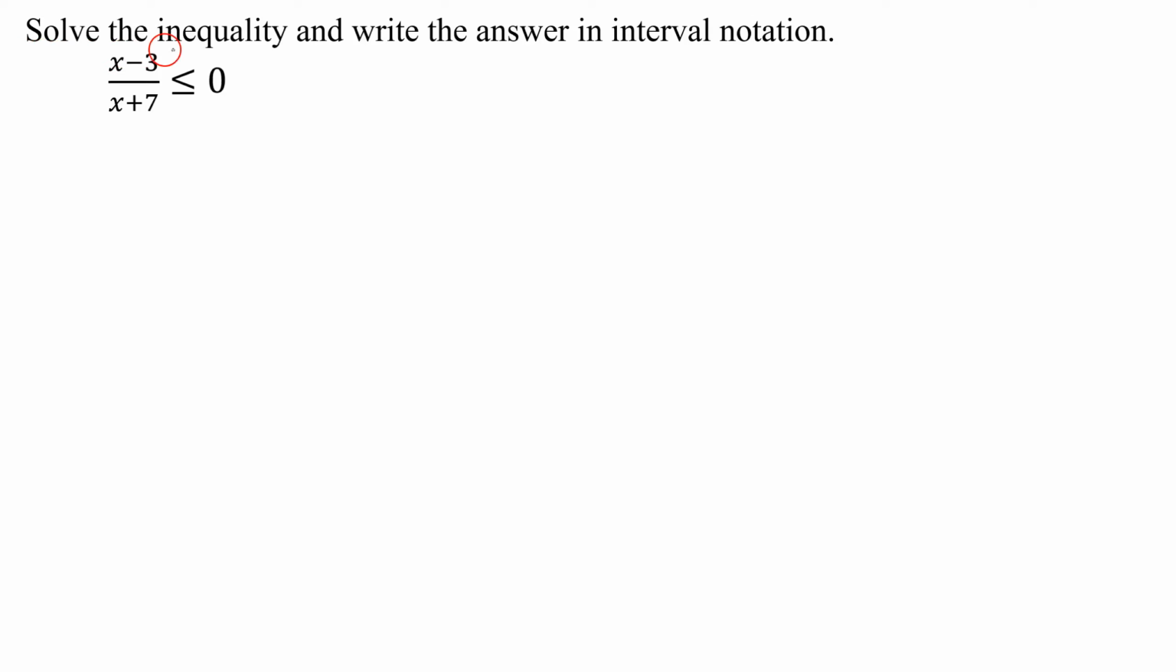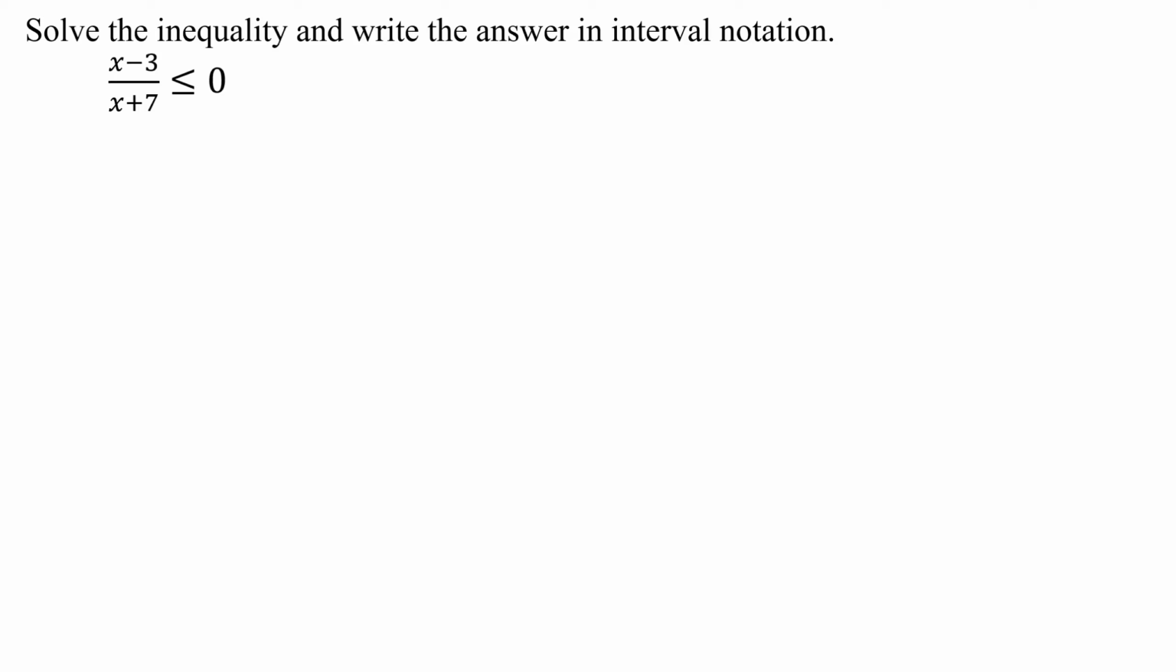In this problem, we need to solve the inequality and write the answer in interval notation. Here's our inequality: (x - 3)/(x + 7) ≤ 0. Well, what type of inequality do we have here? It is a rational inequality.